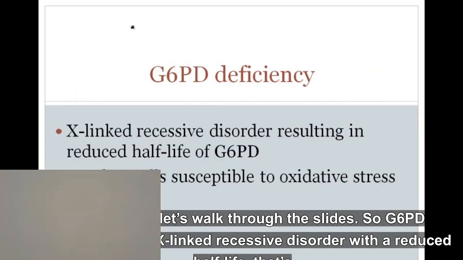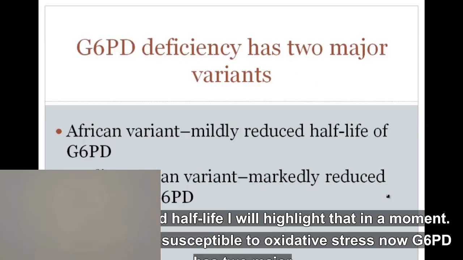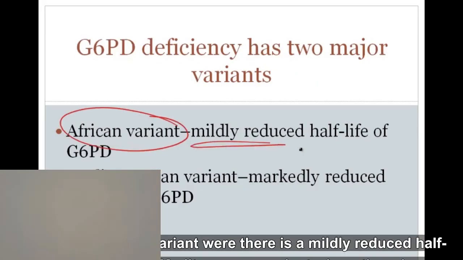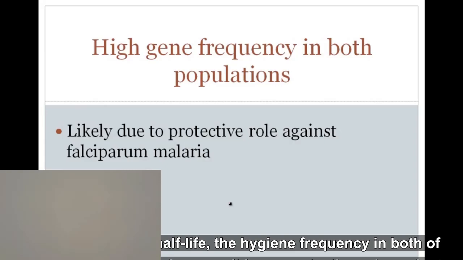So in G6PD deficiency, it's an X-linked recessive disorder with a reduced half-life. That's important, reduced half-life. I'll highlight that in a moment. This renders the cells susceptible to oxidative stress. Now, G6PD has two major variants. There's an African variant where there's a mildly reduced half-life, and there's a Mediterranean variant where there's a markedly reduced half-life. The high gene frequency in both of these populations is because it has a protective role against falciparum malaria.